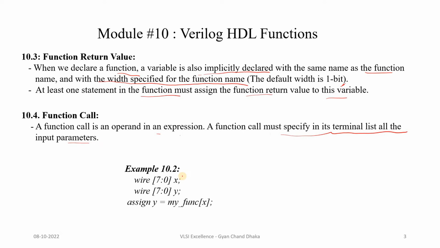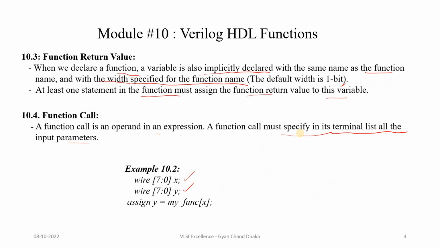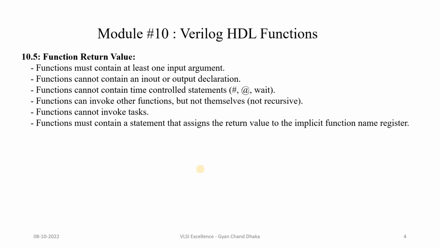Here, if you see, we have a variable x and another variable y which are 8-bit, and we have a myfunc function with 8-bit width. How can we invoke this function? Here we are invoking it using a continuous assignment statement: assign y equal to myfunc, and the input value we are passing is x. This is how we can call a function using continuous assignment. We can also call functions from procedural blocks or from another function.